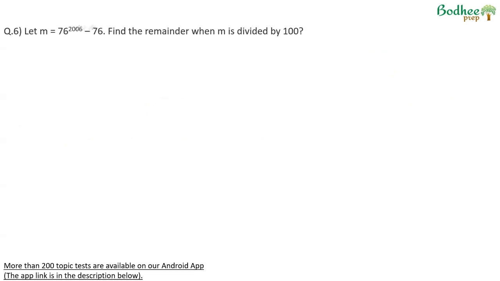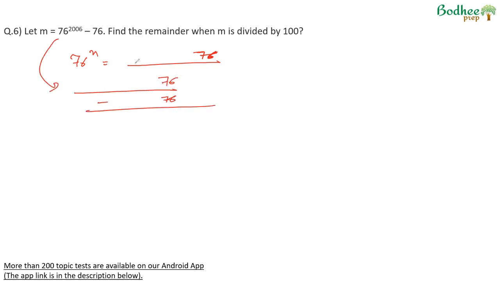M is equal to 76 raised to 2006 minus 76. Find the remainder when M is divided by 100. Now 76 raised to power anything ends in 76, because when we multiply 76 by 76, we get 76 at the end. If we write this number, the last two digits will be 76.